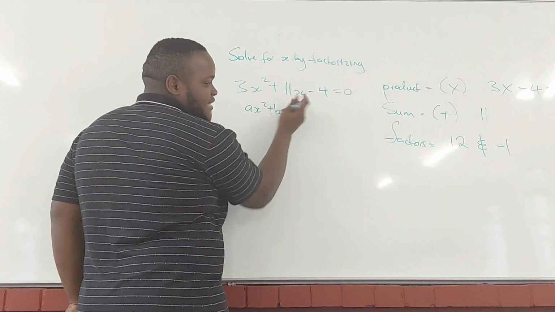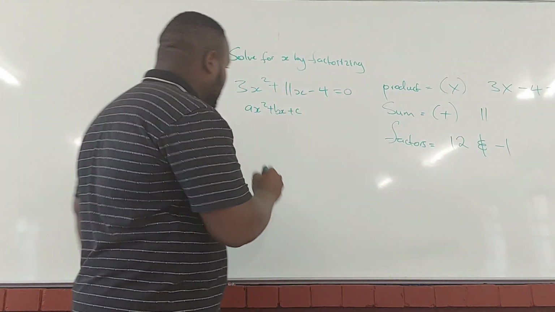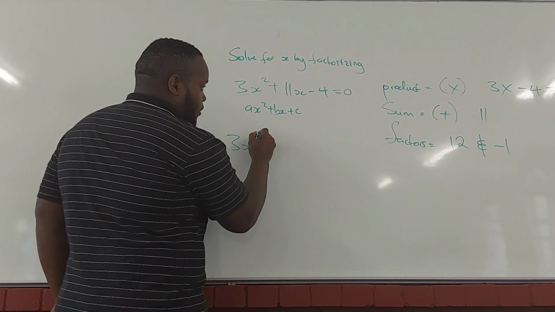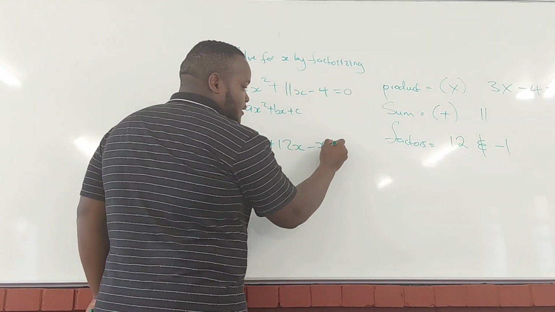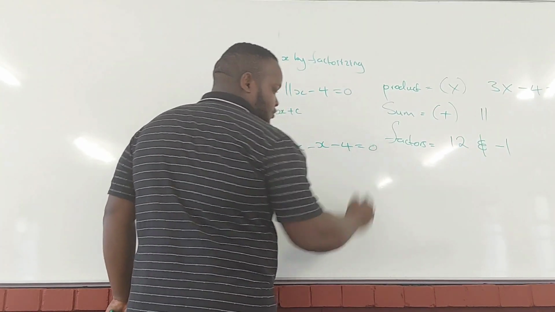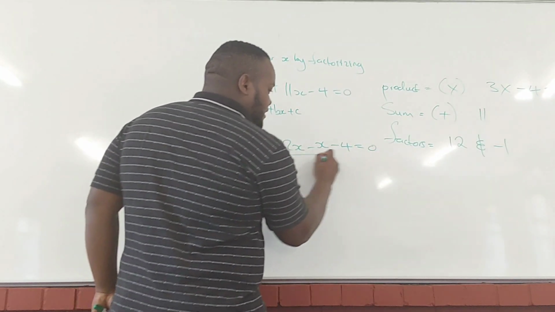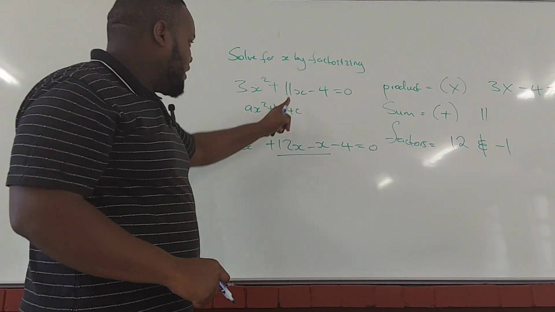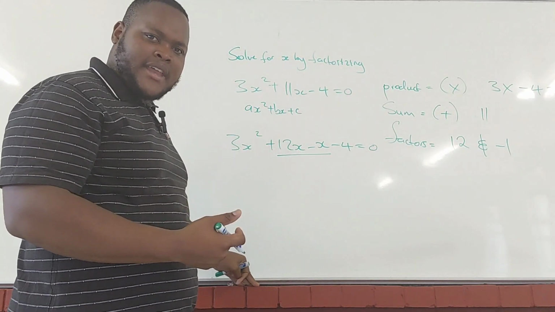Now the middle term, I am going to rewrite it in terms of my factors. So I'm going to have 3x squared plus 12x minus x minus 4 equals 0. I did not change anything here. Look, in the middle term I had 11x from my original equation, and here I still have 11x. Why?